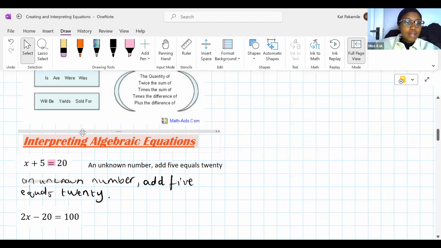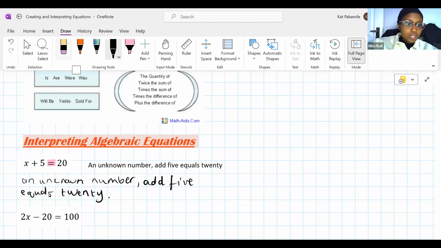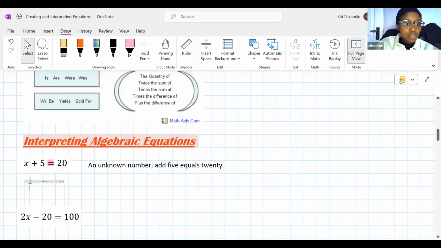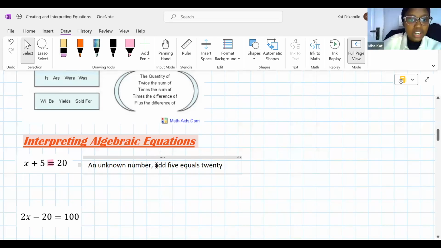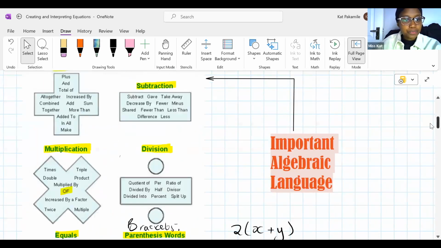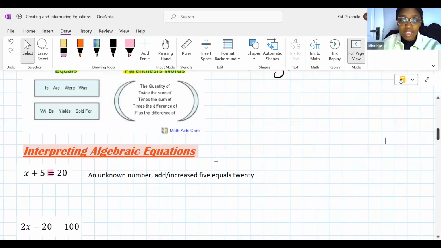So I'm going to show you guys how I would prefer it. That's not wrong. You can say an unknown number plus 5 equals 20. But I would prefer you guys to add a little bit more description to it. You can start by saying an unknown number, add 5, or you can say increased by 5. So it can be add or increased. Or what else can we use? Let's use our words. The sum of a certain number plus 5 is 20, or yields 20. But the point is, it wasn't wrong. It's okay. Okay? So let's see the next one.